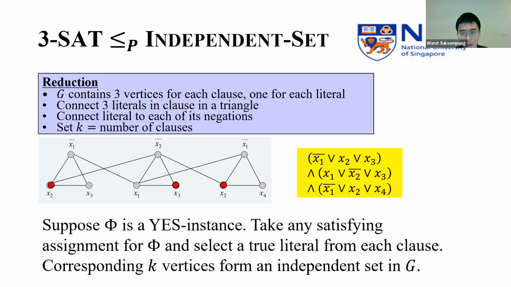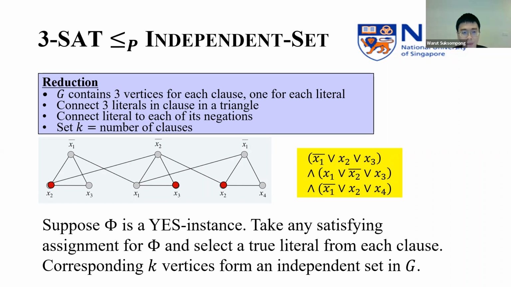So in each clause, because it's a satisfying assignment, there must be a true literal. So we look at that vertex, right? We take that vertex. So in this picture, we're taking x2 from the first clause, and then x3 from the second clause, and then x2 again from the third clause. So we select, in each clause, at least one literal that's set to true. Now, there could be more than one. That's fine. We just take an arbitrary one.